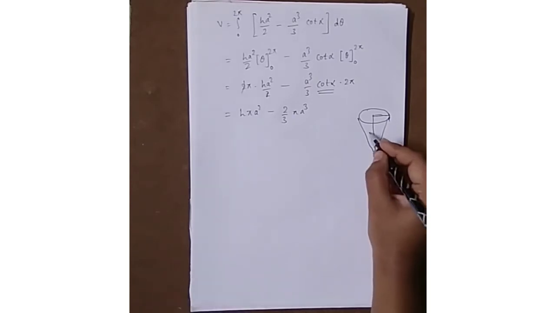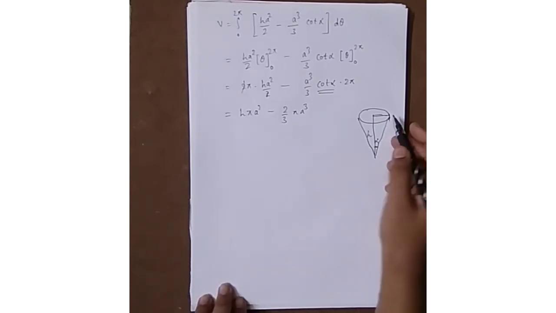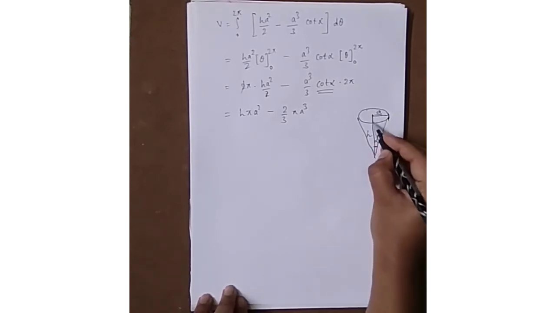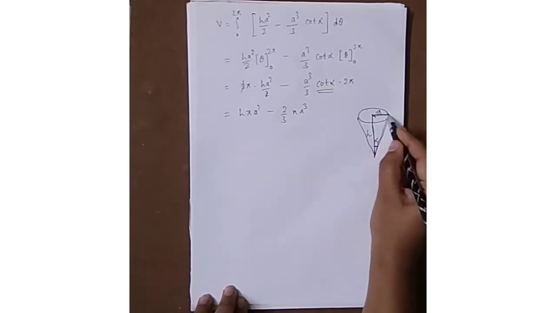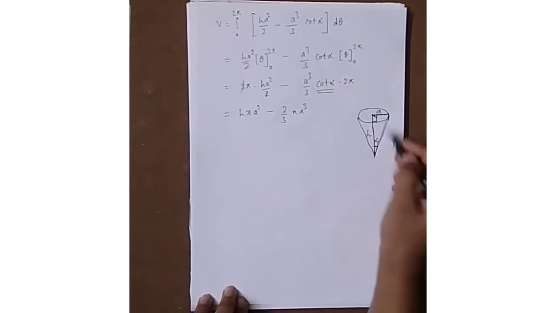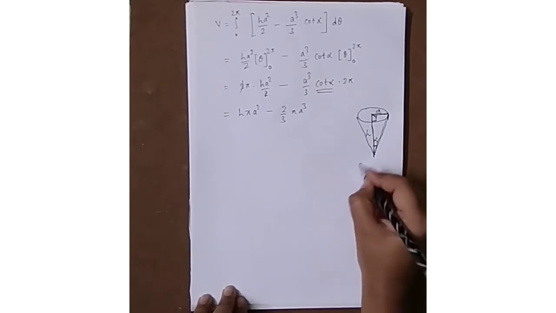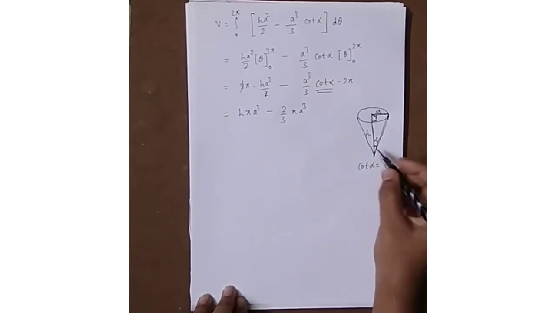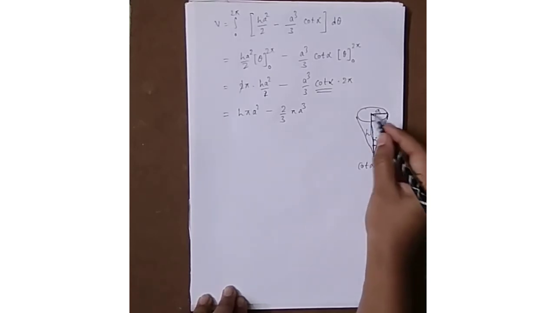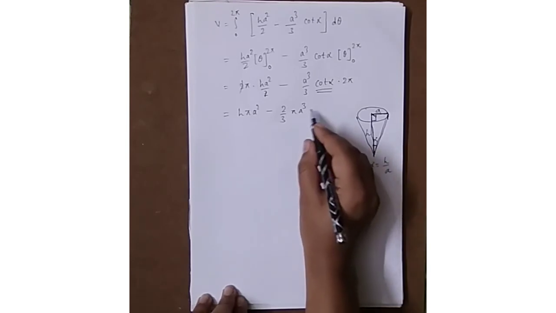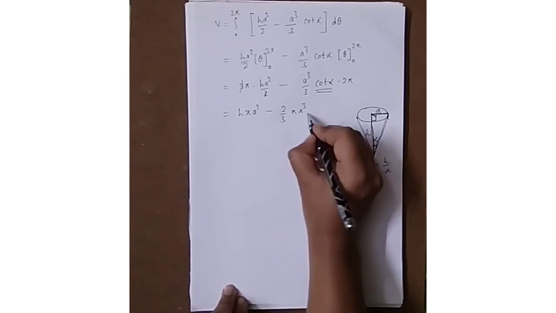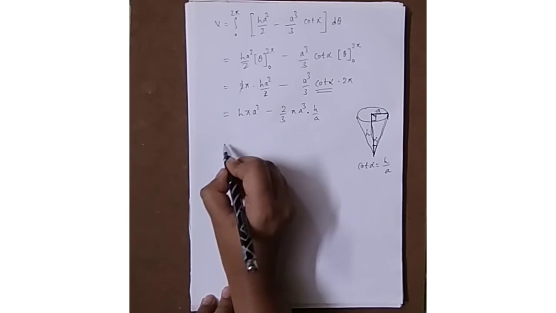In this figure, the angle is alpha, this height is h, and this length is a. So if we are looking at this angle, what is the value of cot alpha? The value of cot alpha is h upon a.